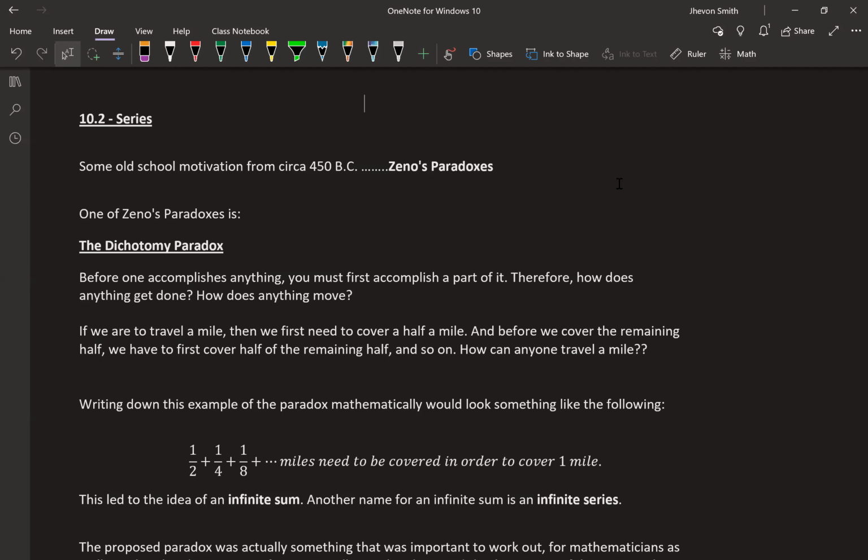The dichotomy paradox basically says, and it's very depressing if you think about it, that progress is an illusion, right? You can't move anywhere, you can't get anything done. That was the paradox. How does anything actually get done?